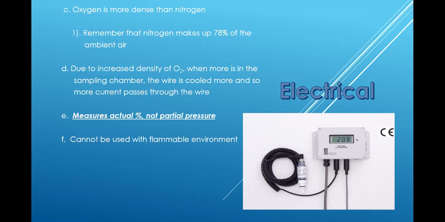By electrical principles, all right? By electrical principles. So due to the increased density of oxygen, when more is in the sampling chamber, the wire is cooled more, and so more current will pass through that wire. Here's the kicker. Electrical analyzers measure actual percentage and not partial pressure, okay? The electrical analyzer measures the percentage of oxygen and not the partial pressure.